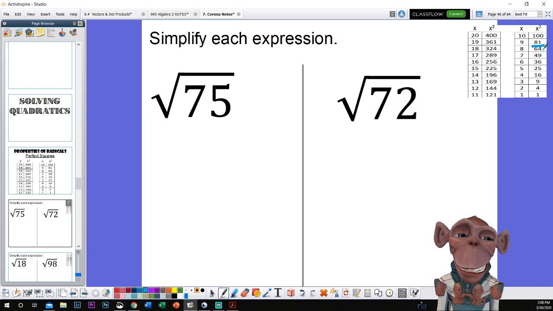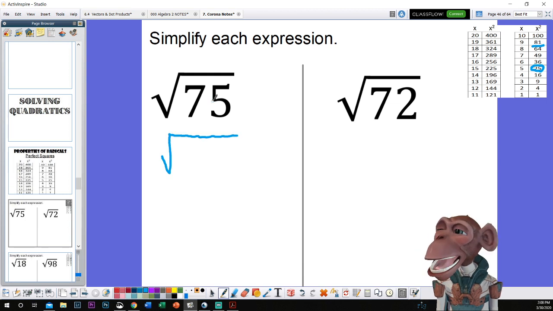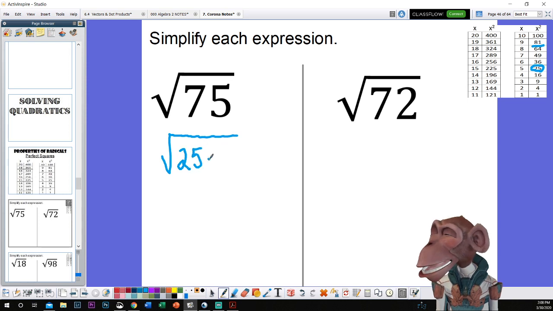75 divided by 64 does not give me an integer. I divide by 49. 75 divided by 49? No. Divide by 36? No. 75 divided by 25, though, that works. 75 divided by 25 is 3. So what I'm going to do is rewrite this. Instead of just the square root of 75, that's the same as the square root of 25 times 3.